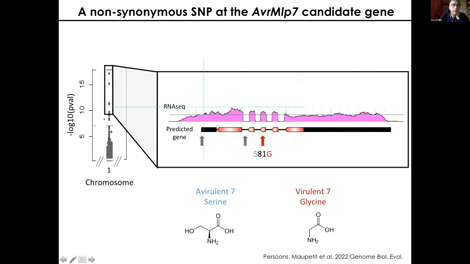And then looking deeper into those three SNPs found on chromosome 15, Agathe Maupetit and Antoine Persoons found that there was one coding region with one gene, and two SNPs were not interesting, falling into an intron and in a UTR region. And one SNP was really interesting because it was a non-synonymous SNP, changing a serine to glycine in the coding region of the protein. And so this is a very interesting non-synonymous SNP in the avirulence gene.